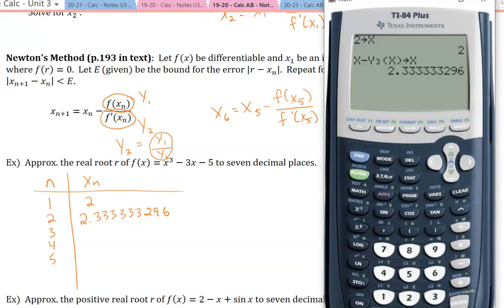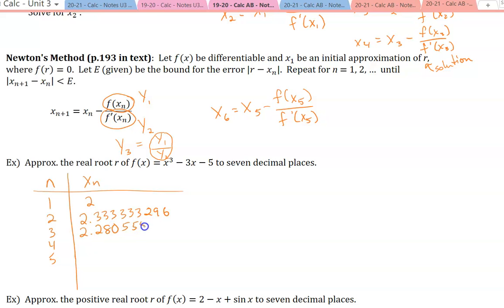Okay, now here is the nice thing about what we just did. All I need to do now is just hit enter again, and the calculator is going to repeat that process. Let's see here. Okay, there's our x sub 3. Hit enter again. There's our x sub 4. And then I do need to write these down, but we're just going to continue to hit enter until it stops changing after the 7th decimal place. Okay, so x sub 3 is, let's see, 2.280, and then 5 5s, and then a 7.